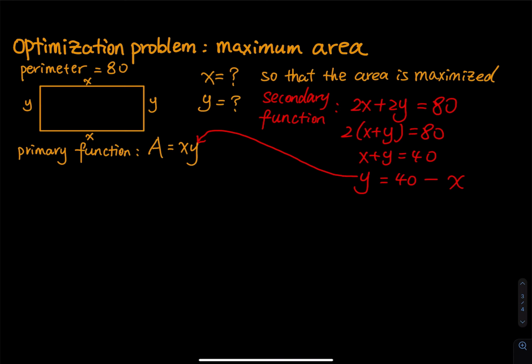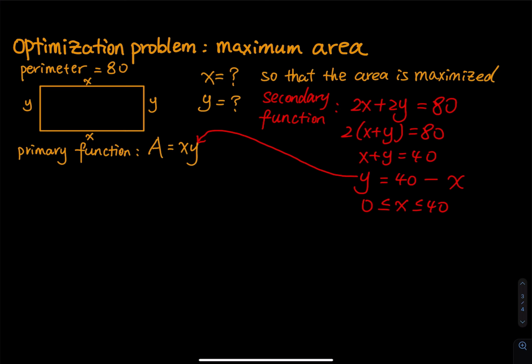And then usually for the secondary function, you have to determine a domain for x. For x, I will say the minimum x is 0 and the maximum x is 40, right? The smallest x is 0, because they are talking about the length. Length cannot be negative. Length can be 0, but length cannot be negative. So the minimum is 0, the maximum is 40.